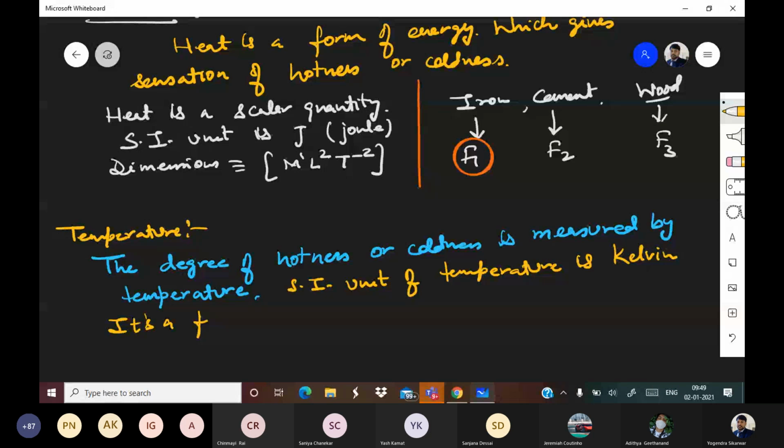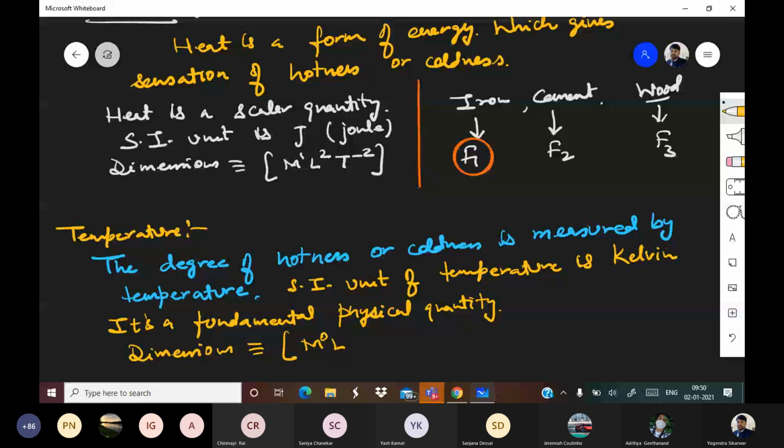It's a fundamental physical quantity. So dimensions will be M naught, L naught, T naught, K1. Okay. So these are the dimensions of temperature.